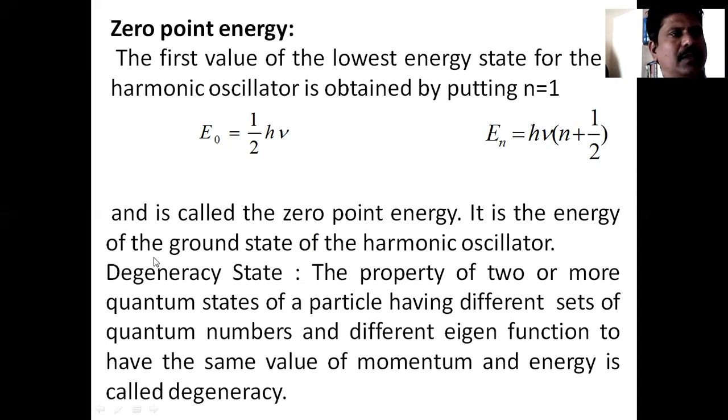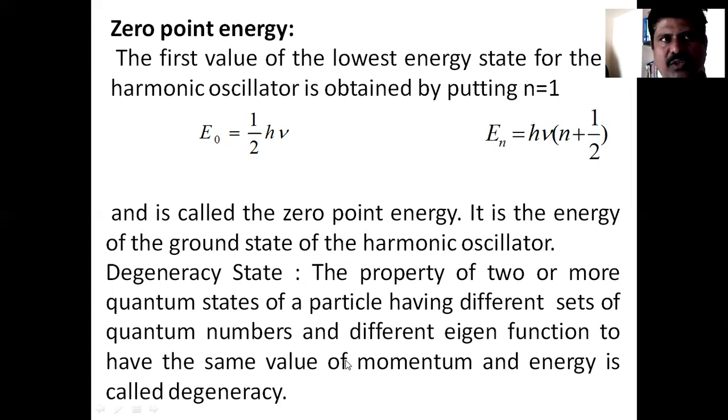So here one more term is degeneracy state. Degeneracy is the property of two or more quantum states of a particle having different sets of quantum numbers and different eigenfunctions to have the same value of momentum and energy.